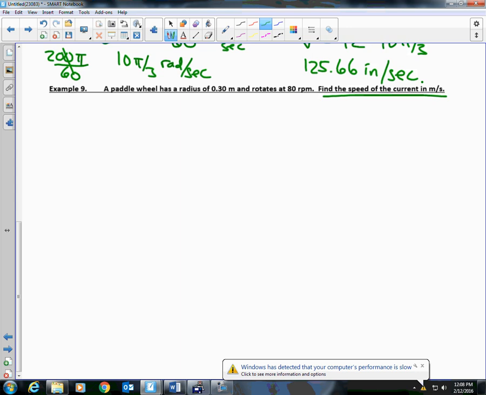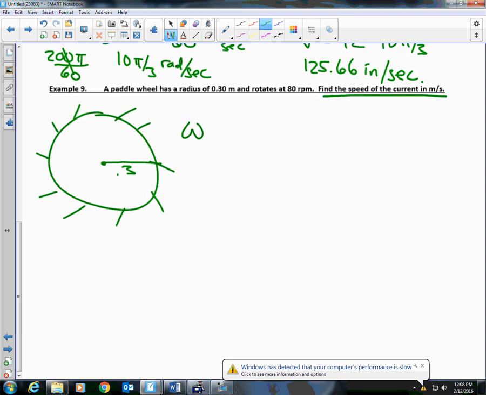Okay, paddle wheel has a radius, so I'll draw a paddle wheel. There's my paddle wheel. It has a radius of 0.3 meters. It rotates at 80 rotations per minute. I want to figure out the speed, or the velocity, in meters per second. So in order to do that, I will first calculate omega, the angular speed, because velocity is equal to r omega.